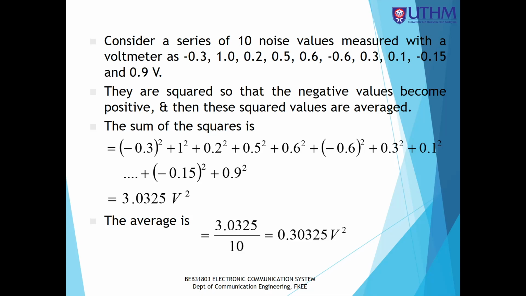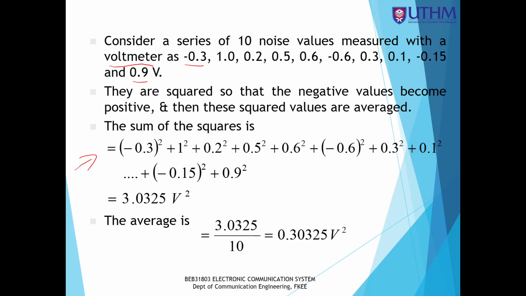Okay, so here using a voltmeter, you get the values of minus 0.3 volt, 1 volt, 0.2, 0.5, and finally 0.9. So you get 10 measurements. You have 10 measurement values of the noise voltage. So therefore, in order to find the RMS value, first you need to do the quadratic summation. Mula-mula kamu perlu buat quadratic summation.